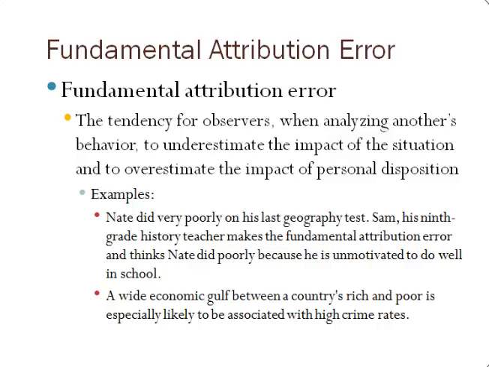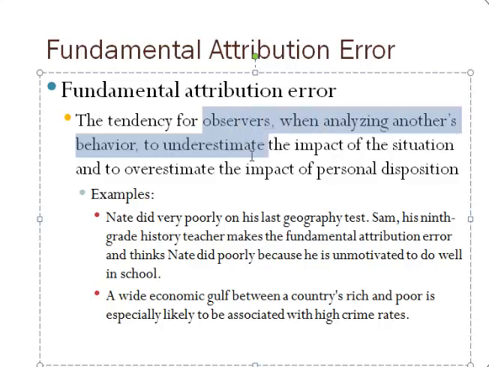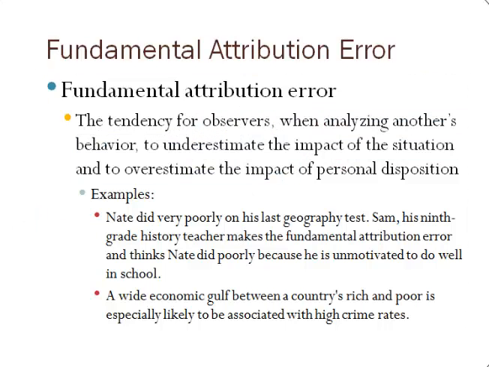The attribution error means where somebody sees a result and assumes that something is causing it, where that may be a mistake. That's why it's called an error. So it's a tendency for observers, when analyzing another's behavior, to underestimate the impact of the situation or to overestimate the impact of a personal disposition. The example here is where a student does poorly on a test and the teacher, or the parent in some cases, assumes that it's because the child was unmotivated, the child didn't study properly, whatever it is.